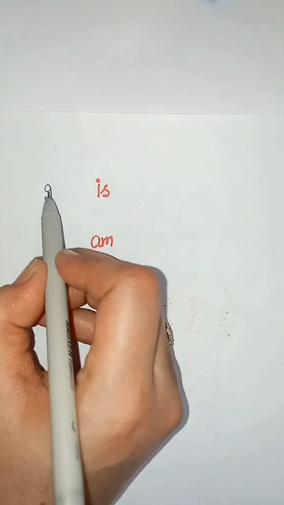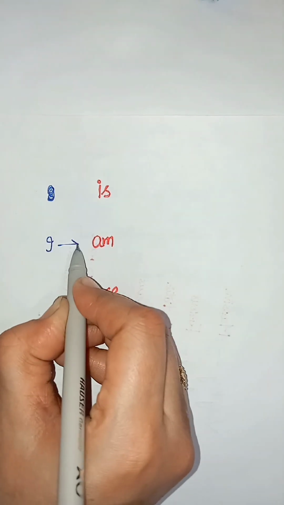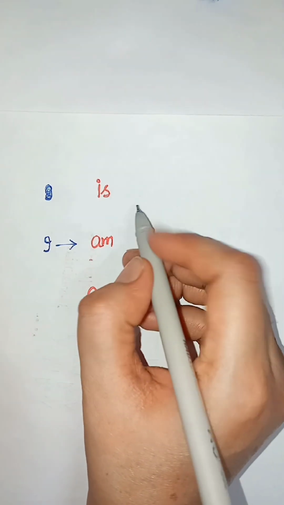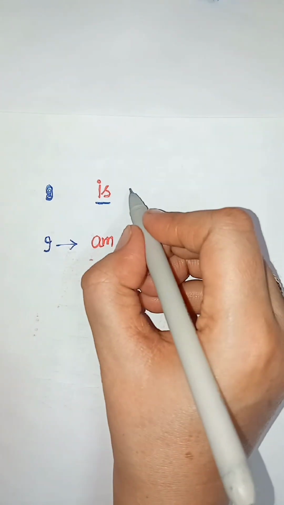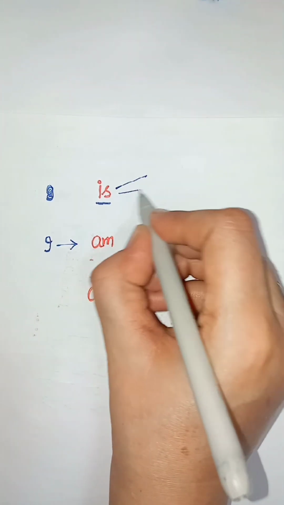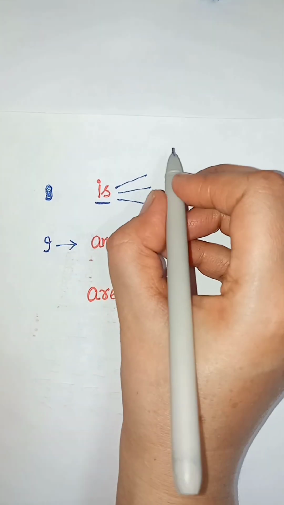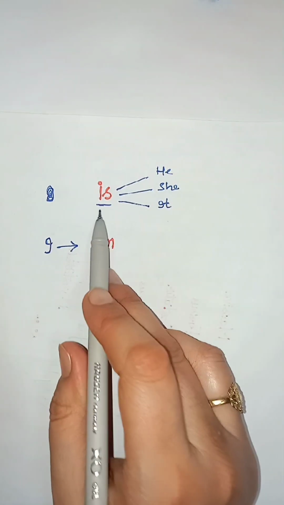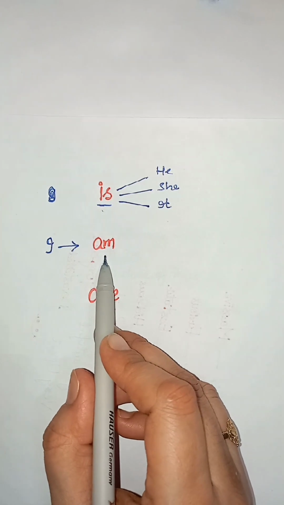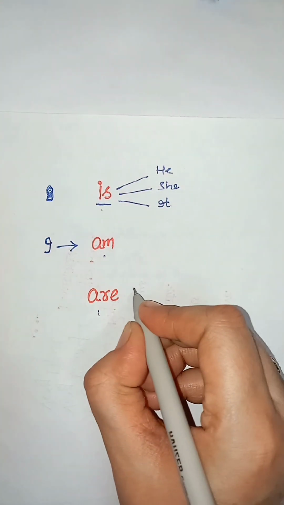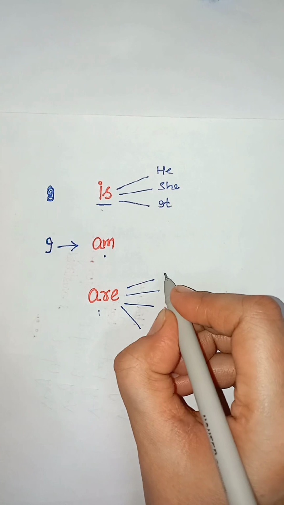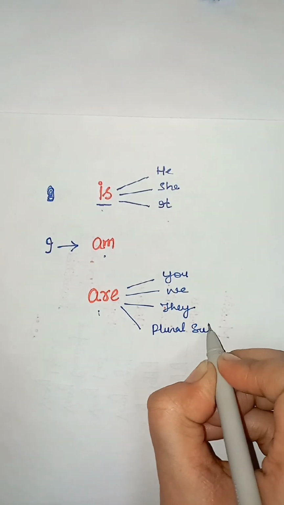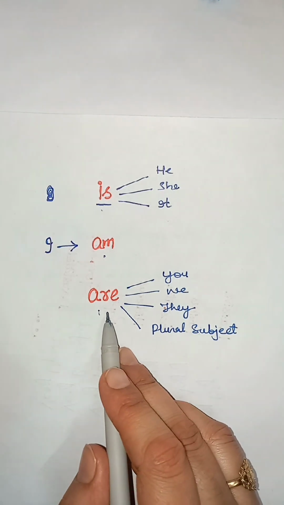So, you have to remember, guys, I takes am. Is is a singular verb, and with a singular subject, he, she, it takes is. And are is a plural verb. You, we, they, plural subjects take are.